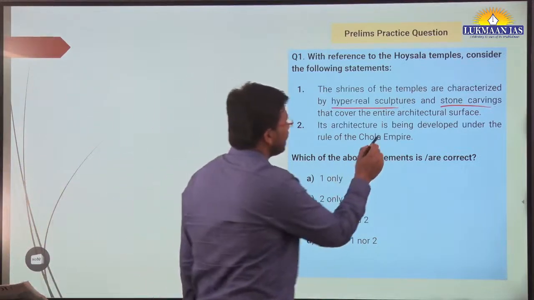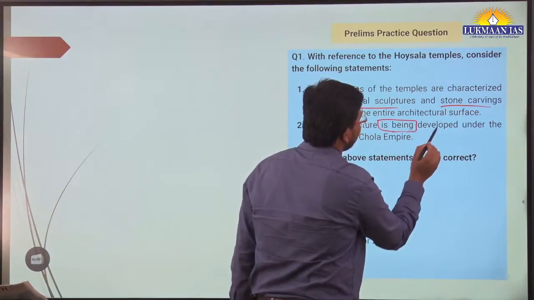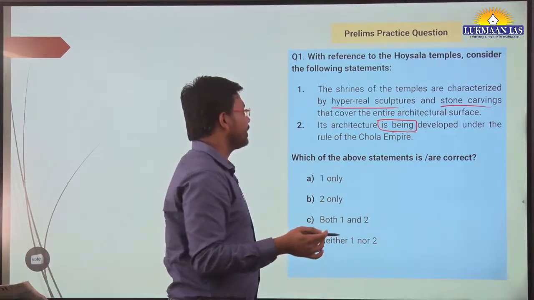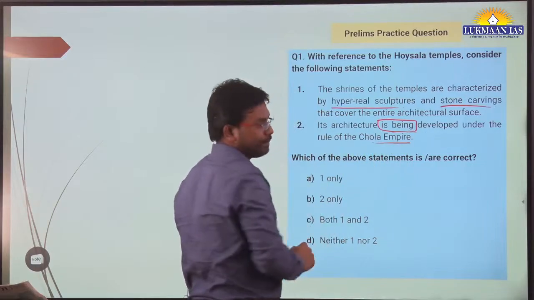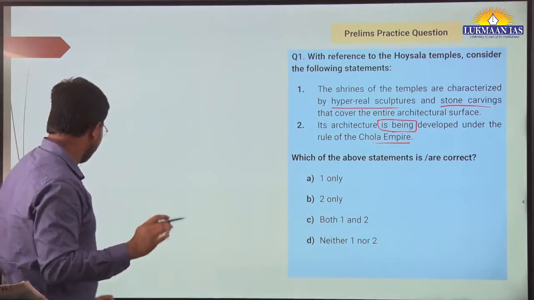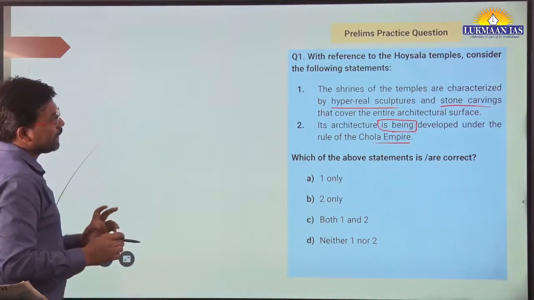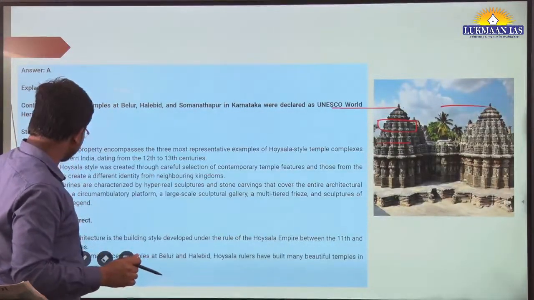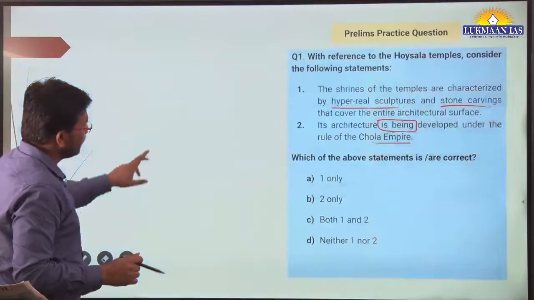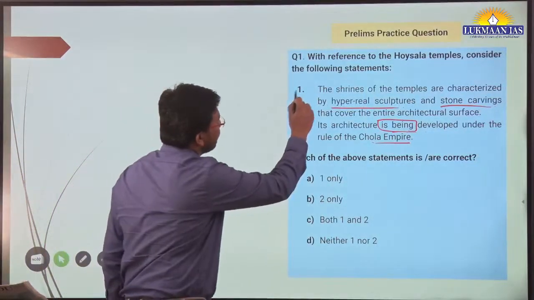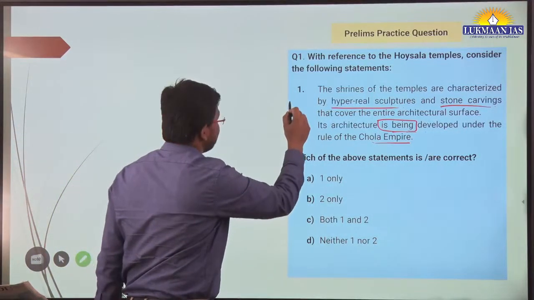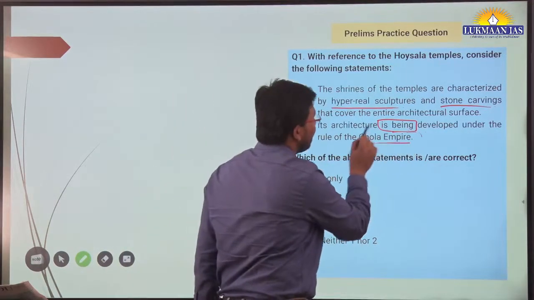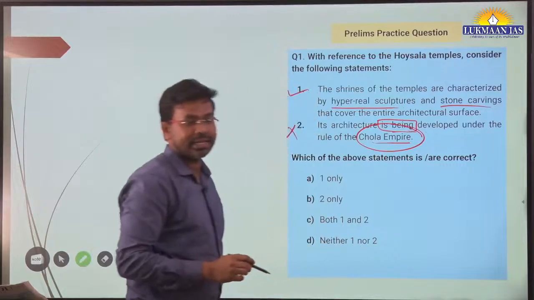Second, its architecture was being developed under the rule of the Chola Empire. That could have been the statement. So mind this. We need to identify which of these statements are correct. The correct answer is option A, because only statement 1 is correct. The second statement is incorrect, because its architecture was being developed under the Hoysala kings itself.